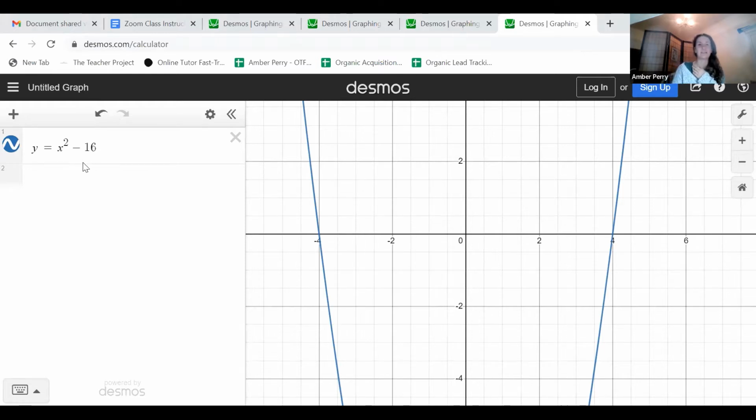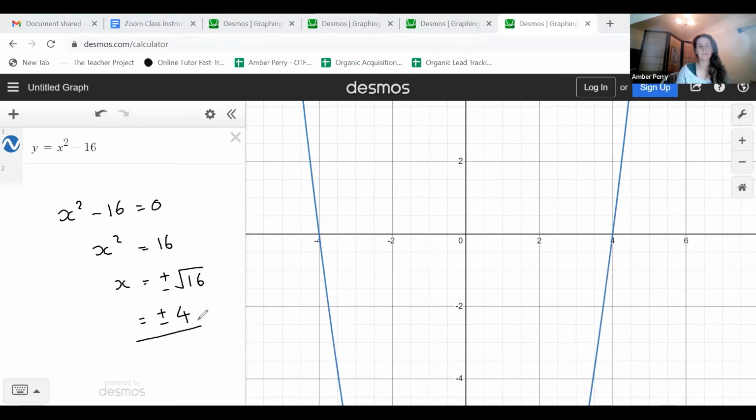Okay, so again, solving these ones is quite nice and easy because they don't have that middle term. I'm doing that on purpose. x squared minus 16 equals 0. So if I solve this now, x squared equals 16. So x is going to be the positive or negative square root of 16, which is either plus or minus 4. Okay, so I've got those two solutions there. So those 2 points there.